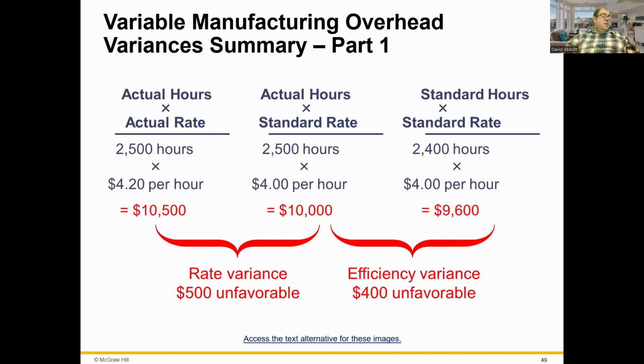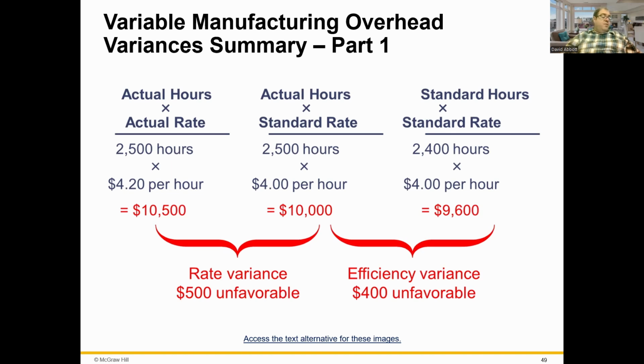So the variable overhead rate variance is defined as the difference between the actual variable overhead costs incurred during the period and the standard cost that should have been incurred based on the actual activity for the period. And in this example it is $500 that's unfavorable. The rate variance is labeled unfavorable because the actual variable overhead rate was more than the standard variable overhead rate by 20 cents per labor hour. So $4.20 minus $4. That's how that's calculated.